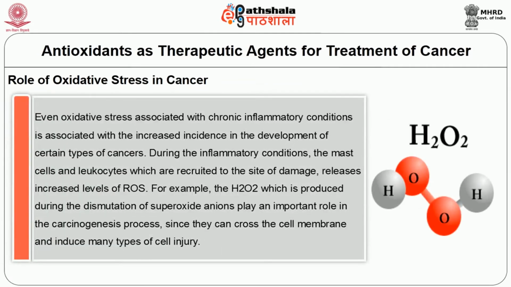Even oxidative stress associated with chronic inflammatory conditions is associated with an increased incidence in the development of certain types of cancers. During the inflammatory conditions, the mast cells and leukocytes, which are recruited to the site of damage, release increased levels of reactive oxygen species. For example, the hydrogen peroxide, which is produced during the dismutation of superoxide anions, plays an important role in the carcinogenesis process since it can cross the cell membranes and induce many types of cell injury.